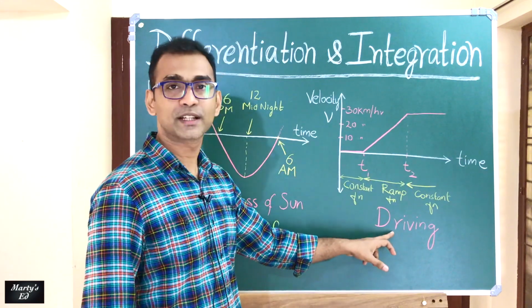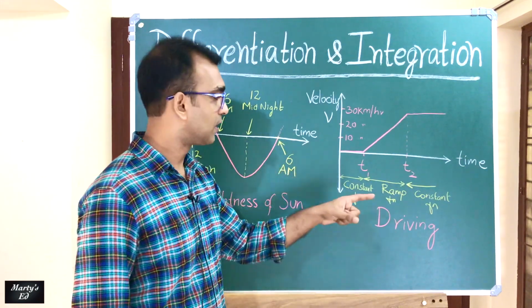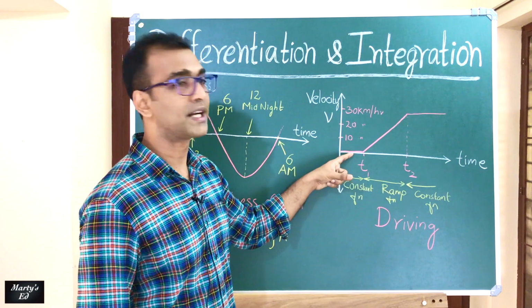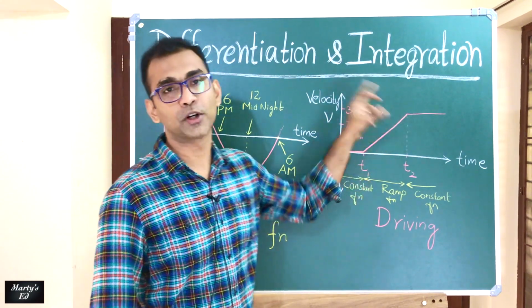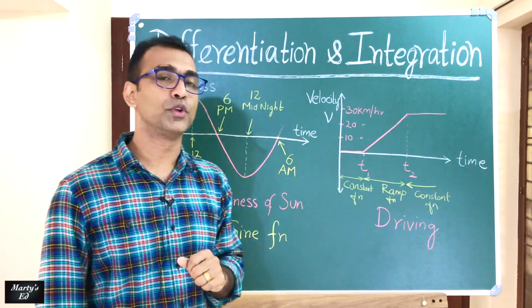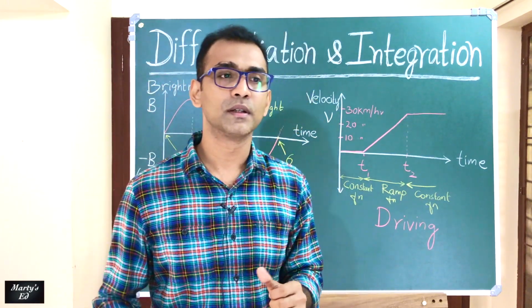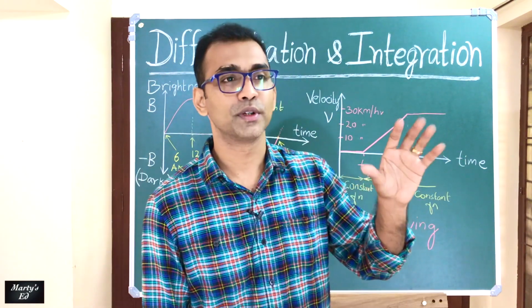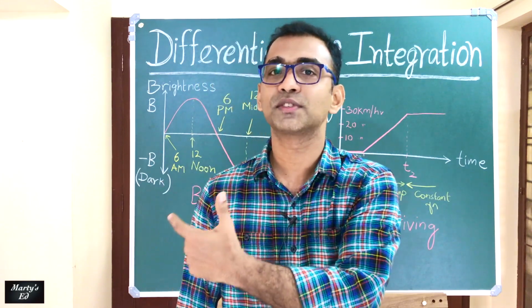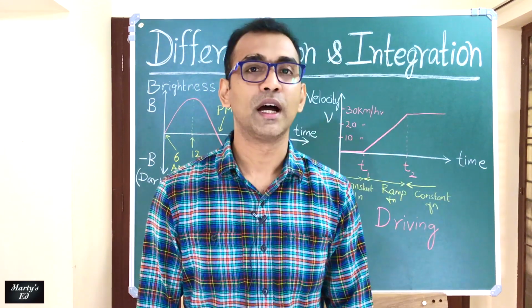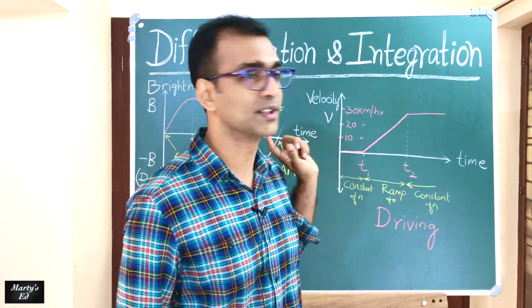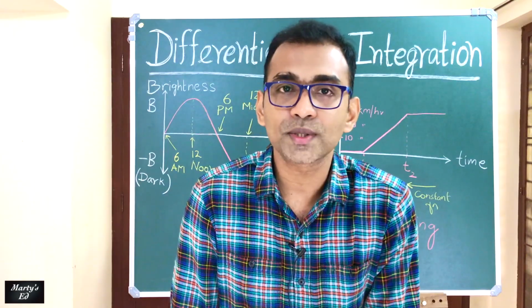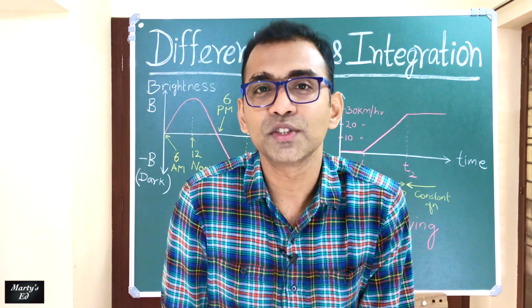In this driving graph you could see two functions. One is a constant function where it has no value and where it has a value, and another is a ramp function. So now you are able to represent what you saw. You could draw the brightness of the sun as sinusoidal, and you can represent your driving velocity or speed like this. Now the question is, what is differentiation and integration?